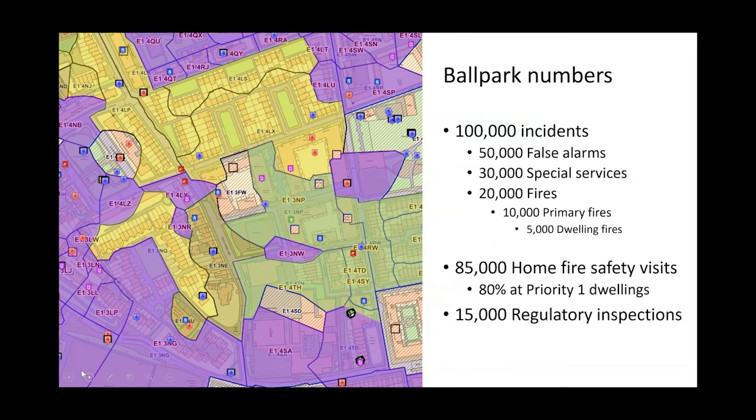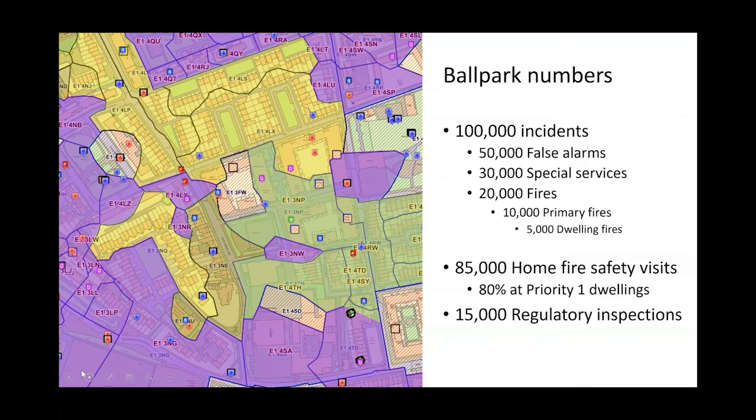30% or 30,000 incidents are special services, so things we attend like floodings, road traffic collisions, animal rescues, and so on. And the remaining 20,000 incidents, broadly speaking, are fires. And of those, around 5,000 are the most serious incidents we attend, which are, of course, fires in dwellings, fires where people live and sleep.